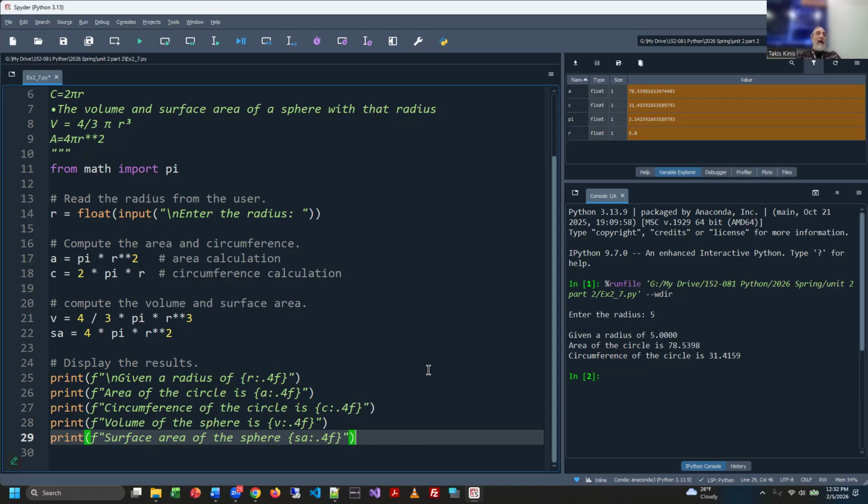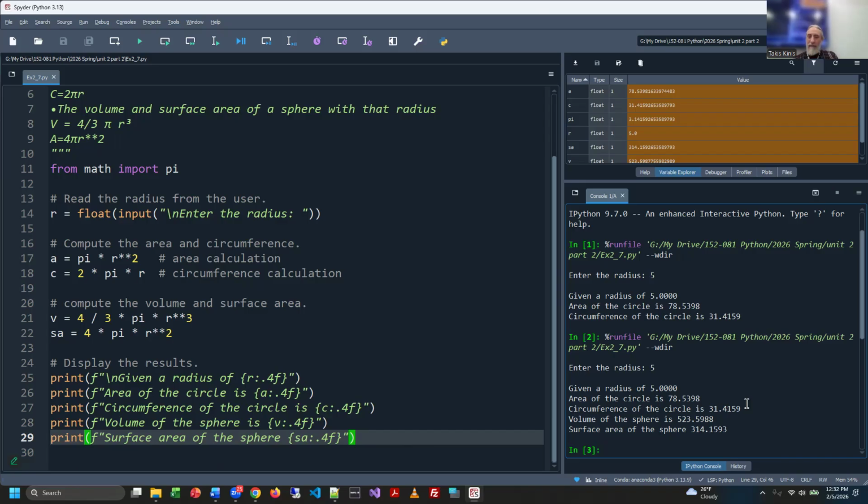Right, and these are simple output statements. Once we have that radius put in, that radius then would apply to the sphere. So let's run the program. This is the complete solution you see on the screen. And let's put in the same number we used before.